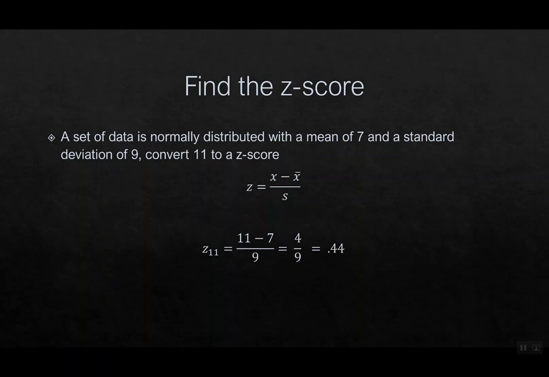It's really important that you pay attention that we're always using the data element first, and then we subtract the mean, and then we divide by the standard deviation. In this particular case, 4 over 9 is a repeating decimal of 4, so we just round it to 2 decimal places.